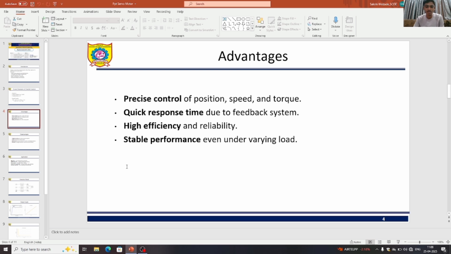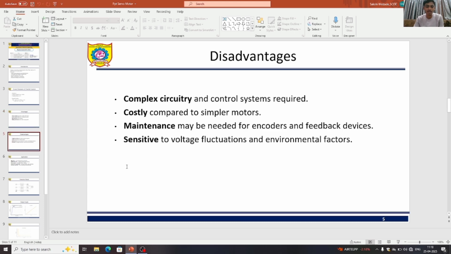And then we will see the advantages. In advantages, precise control of position, speed and torque, quick response time due to feedback system, then high efficiency and reliability, stable performance even under varying load. Disadvantages: complex circuitry and control system required, then costly compared to simpler motor, then maintenance may be needed for encoder and feedback device, sensitive to voltage fluctuation and environmental factor.